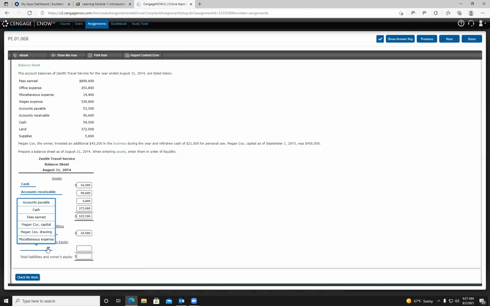So next we want to take our capital. Again, we're going to have to calculate what our capital balance is. First thing we start out with is it does tell us all of our revenue and our expenses for the year. So we have to calculate what our net income or net loss was. We start out with $899,600 as our revenue, and we subtract out our expenses. I don't know if you've noticed a pattern, but in some of these problems, they are a continuation of each other.